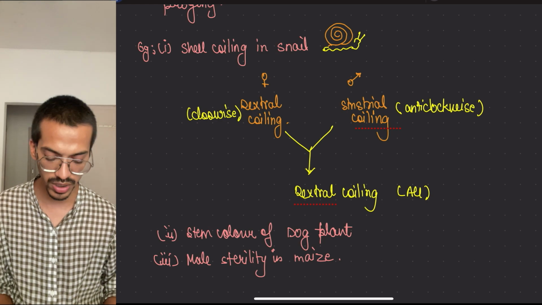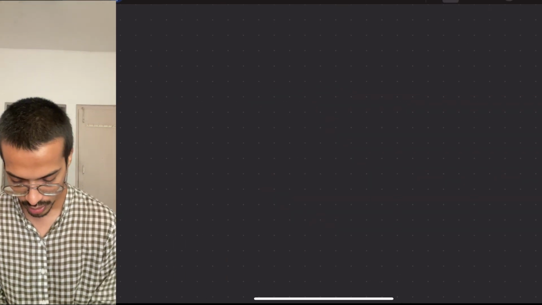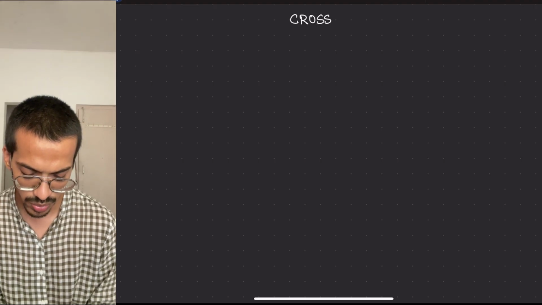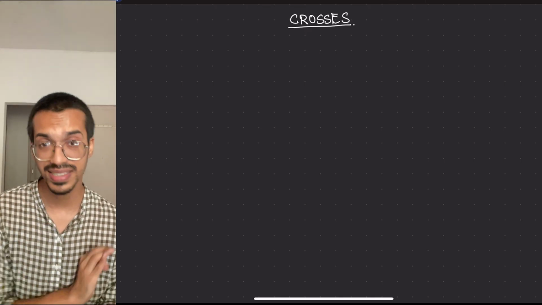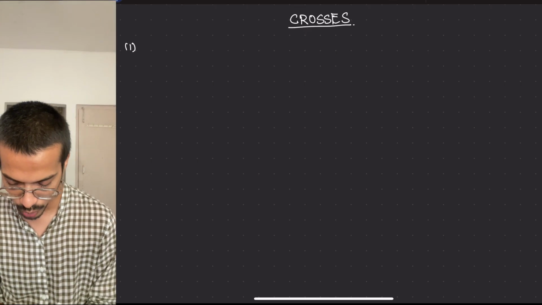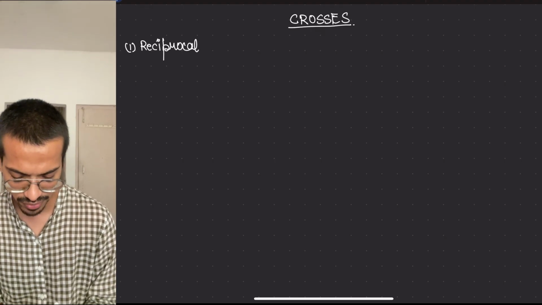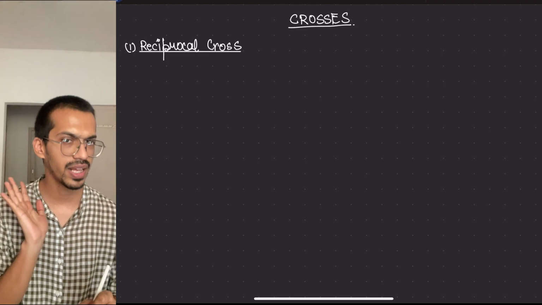Let's go towards the next pointer, that is crosses. So certain crosses we have to remember, starting with the easiest one, and then we will go towards the main one which will be there in your board exams as well. So number 1 cross that we're going to study is the reciprocal cross. Now what is reciprocal cross? The name itself says that we can change the things, and the things will change. That depends upon the cytoplasmic inheritance.